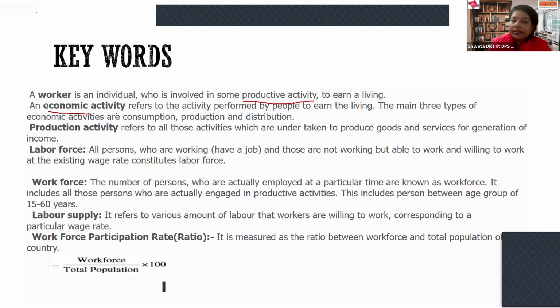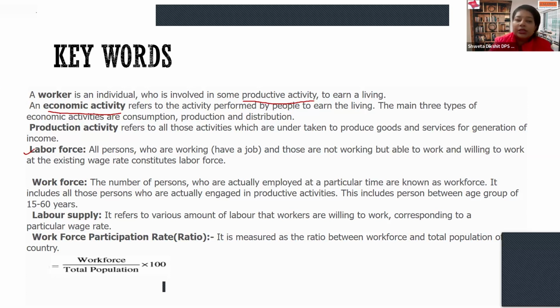We have already discussed many a times in the past, in the junior classes as well. That is the activity which people are involved in to earn money. This is associated with the process of consumption, production, and distribution. What is production activity? Production activity refers to the activities which take place for the sake of production of goods and services. And further, they generate income.